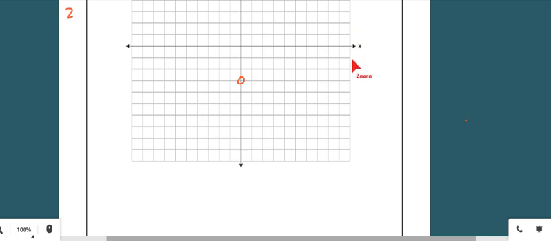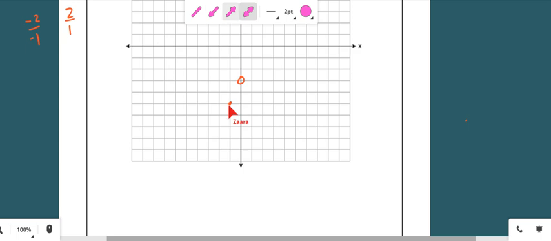So we have different ways for 2. Either we move 2 units up, 1 unit right, or the other way is to write it as negative 2 over negative 1. Move 2 units left and 1 unit down. Okay. Oh, sorry, 2 units down, 1 unit right. That will be the same answer. 2 units down, 1 unit right. So we will get a line of this form. Okay. This is when x is less than 0.